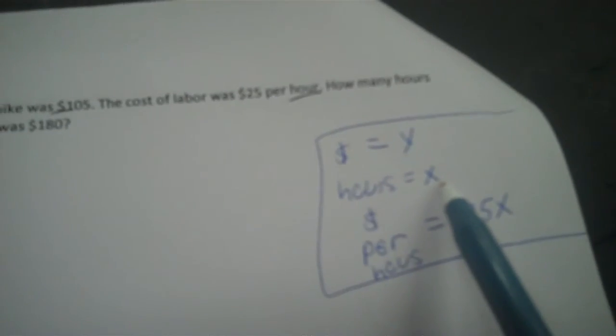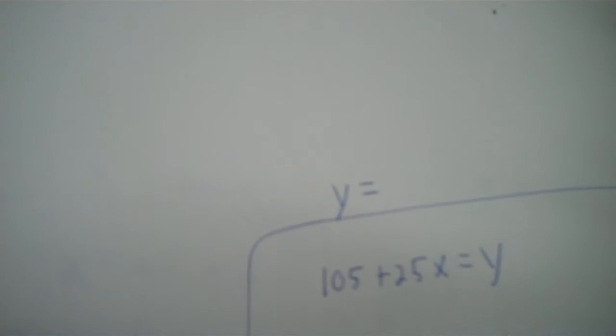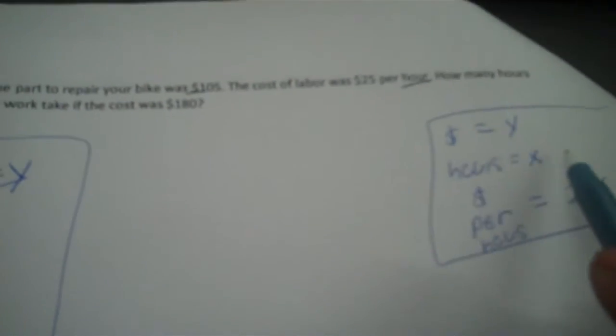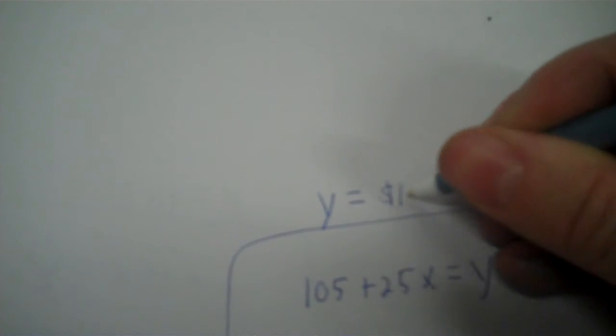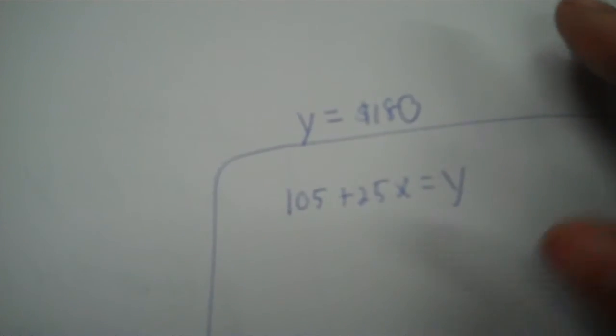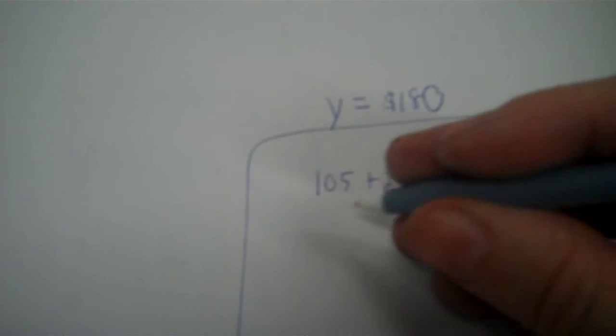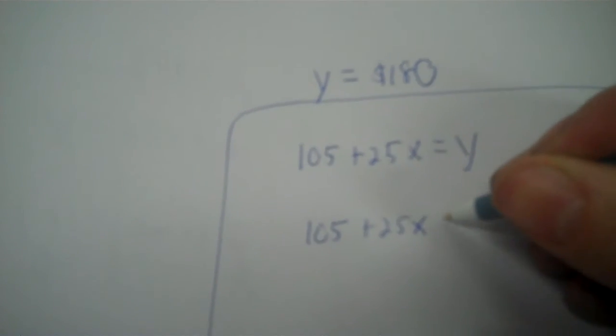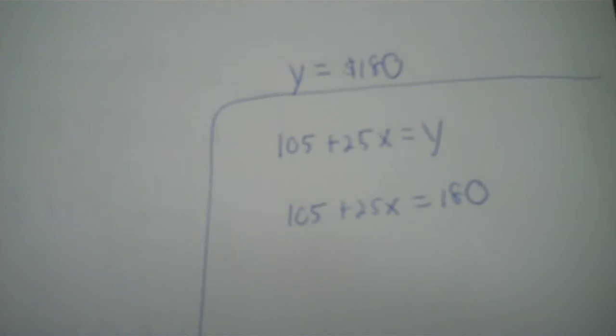Okay, now we're solving for the hours. So hours is x, so that means we're solving for the x. We're finding what x equals. So that means I have to put a number in for the other letter, the y. So the y is equal to $180. So take your y out and put 180 in. So 105 plus 25x equals 180.